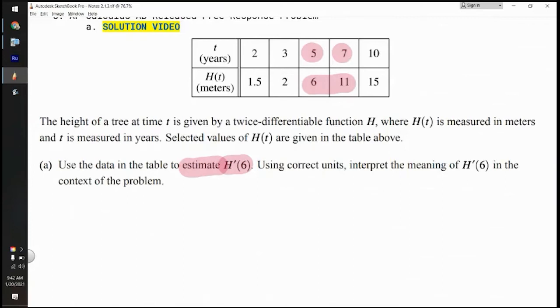We'll see the meaning of that h prime of 6, but if you really care to know, it's going to be meters per year. It's the estimated rate of change between 5 and 7 years. What did I say the answer was? 5 over 2. 5 over 2 meters per year. But we're not going to worry about the second part. But that's what it looks like on an AP test.